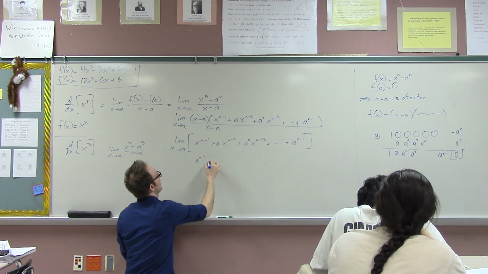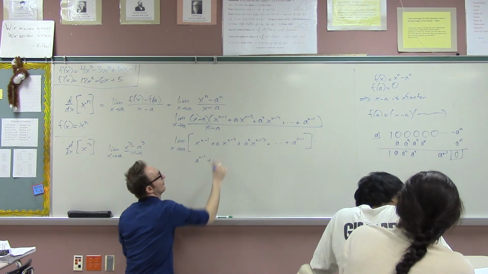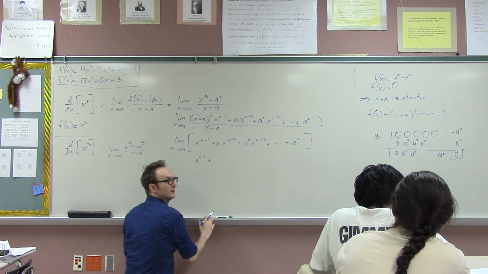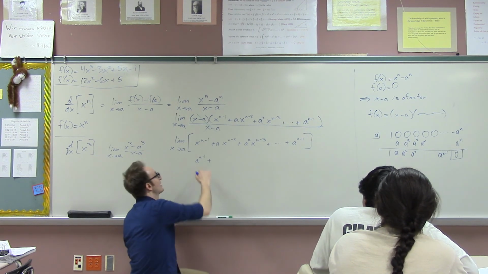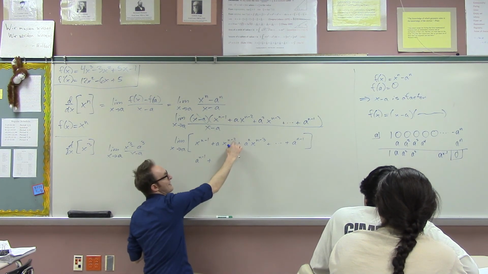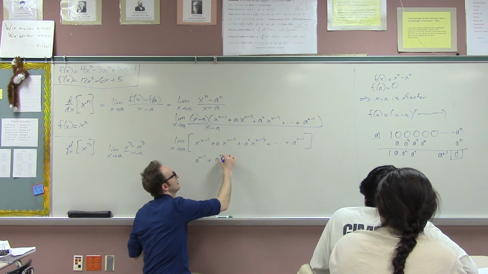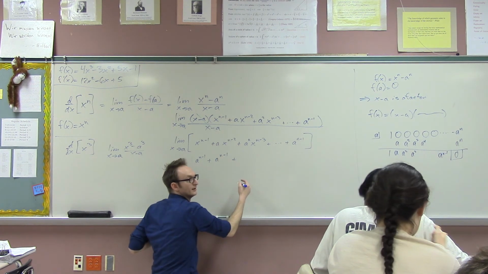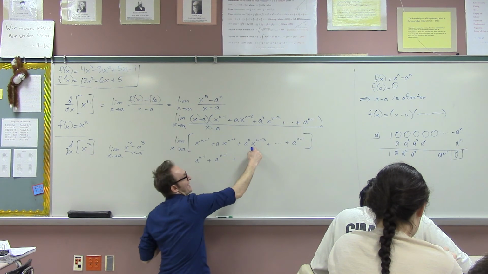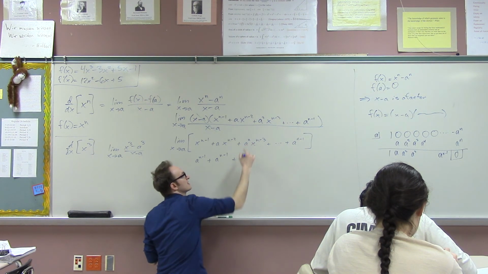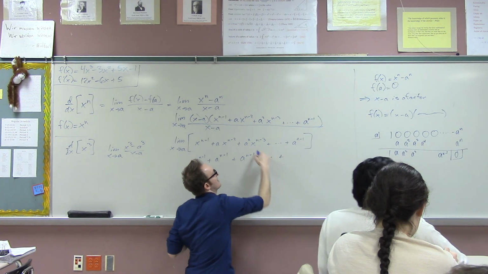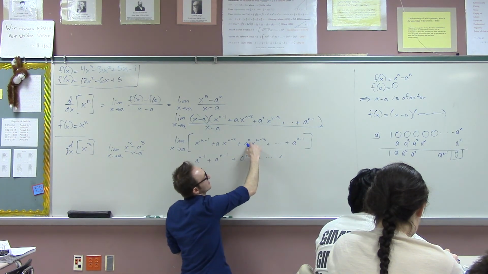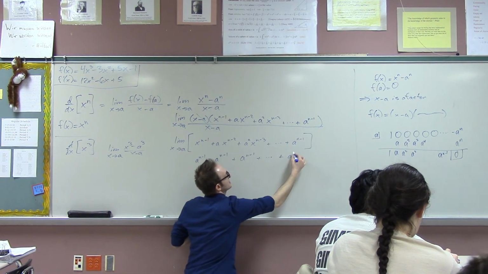If I plug a in, what do I get? A to the n minus 1 plus, what do I get now? It's also a to the n minus 1, right? Because this is a to the n minus 2, but times another a. What about over here? Now it's a to the n minus 3 plus another a plus another a, so that's also a to the n minus 1. So all of these are going to be a to the n minus 1 because as this exponent goes down, this one goes up. And the final term is also a to the n minus 1.